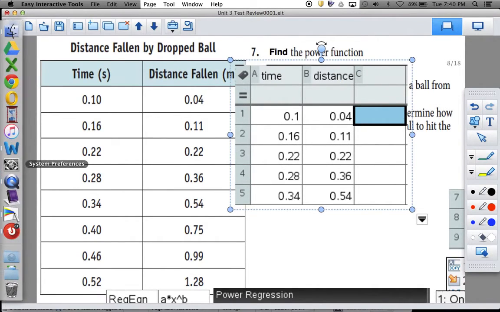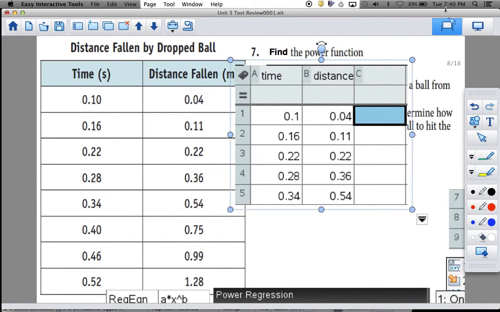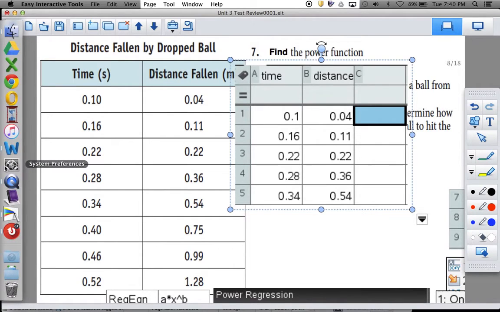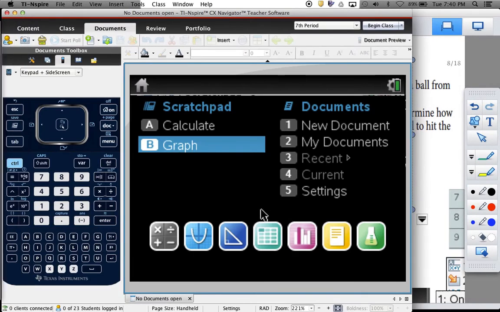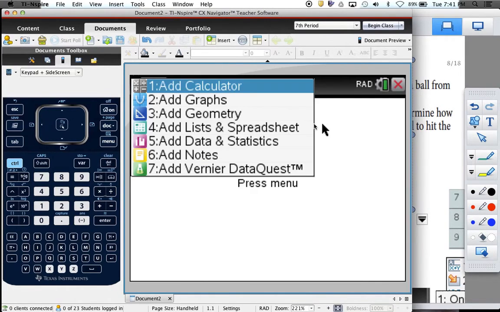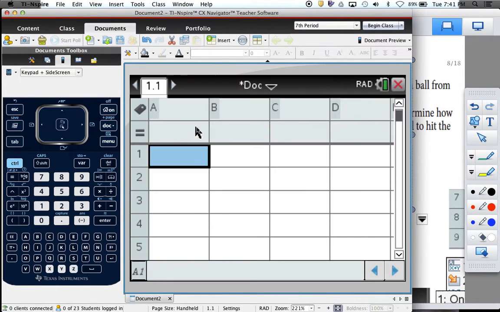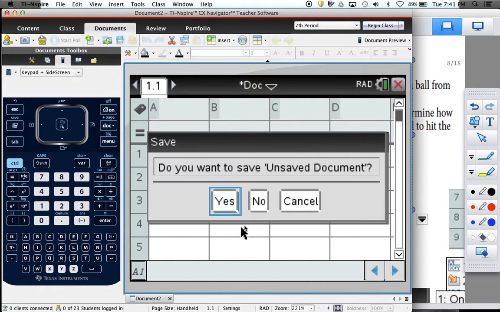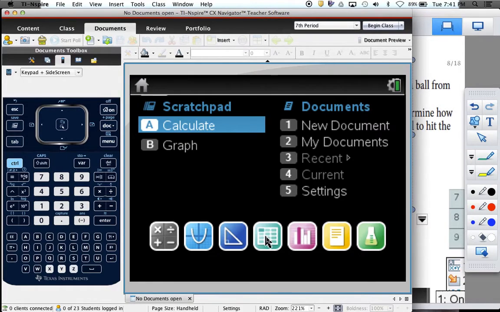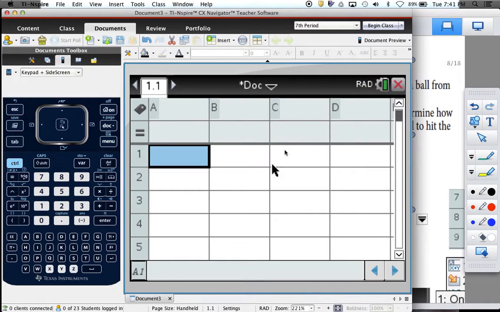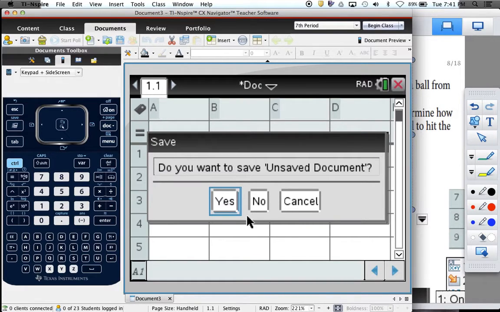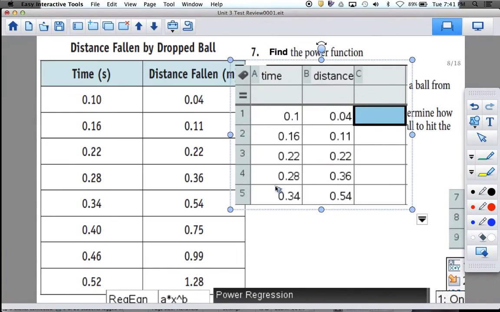Okay, really quickly, let me show you where the spreadsheet is. To pull up the spreadsheet, there are 2 ways you can get to it. You can do new documents and then list in spreadsheets, or if you're on the home screen, you can just click on that button right there and it'll pull up your spreadsheet. Either method will work. All right, so here's my spreadsheet.